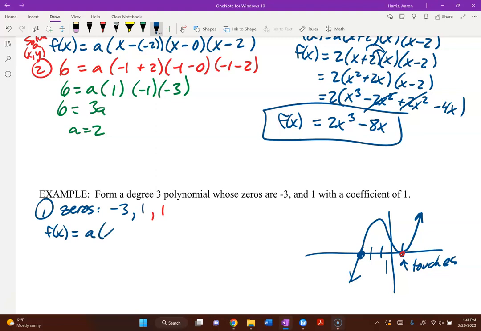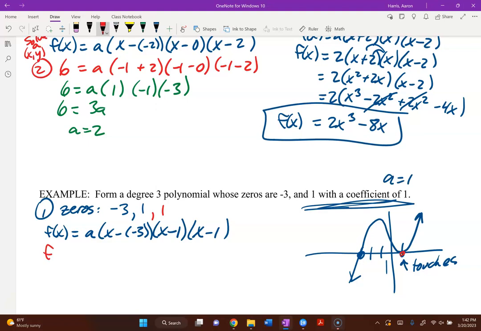Don't know what a is yet, but I'm going to go x minus the first one, x minus the second one, x minus the third one. And then they did tell us, you know what? Let's just be lazy. Instead of giving it a point, let's just make the coefficient be what? 1. They're telling you just make a 1. Don't even have to do anything. So 1, x plus 3, x minus 1. There's 2 of those x minus 1. So here's our function. We don't need to multiply it out.